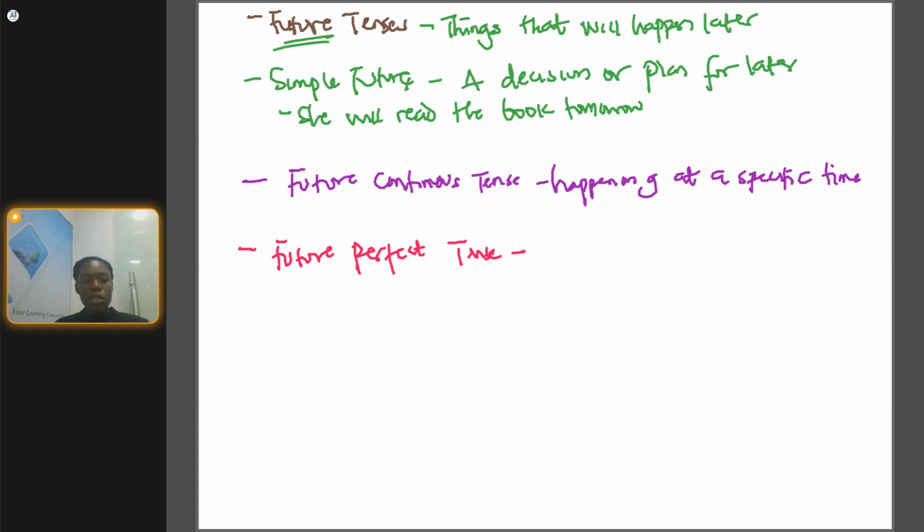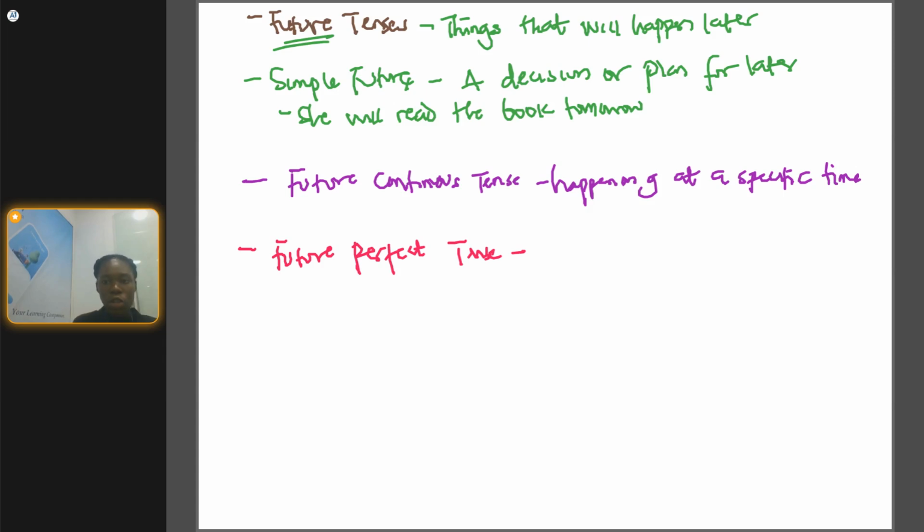So you can have examples like she will have read the book by tomorrow. Say tomorrow will be the deadline, it means she would have completed the book. That's the future perfect tense, something that will be done at a certain time in the future. Not something you will be doing, but something that will be done.